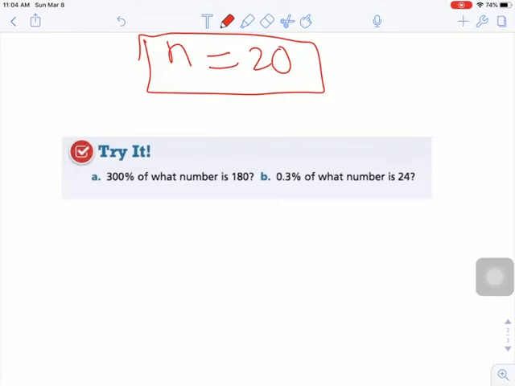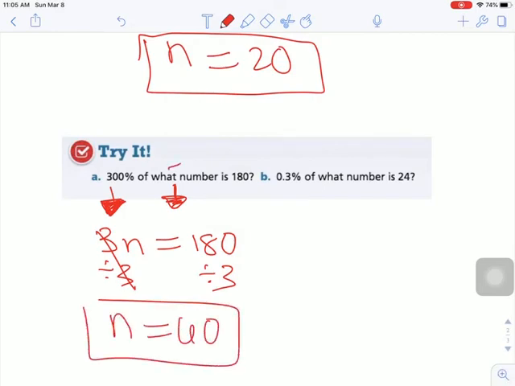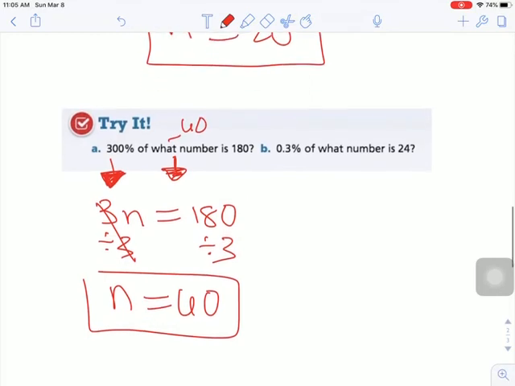All right, so A, again, the first thing we need to do, 300%, we need to divide by 100, but we know 300% is going to be 3. Of what number? So of means multiply. We don't know what our number is here, so that's going to be an unknown. So 3 times n equals 180. To undo multiplication, we're going to divide to both sides. So we're going to do 180 divided by 3, which is 60. So this sentence reads that 300% of 60 is 180.